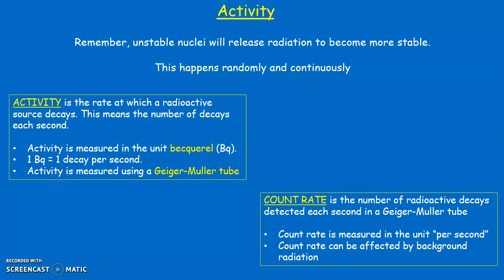Now I would like you to know that activity is talking about the rate, so it's on average. It doesn't happen all the time. It doesn't mean that each second you are guaranteed to get one. So on average, you'll get 1 decay per second.